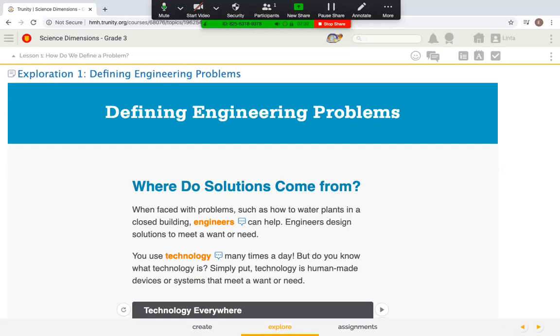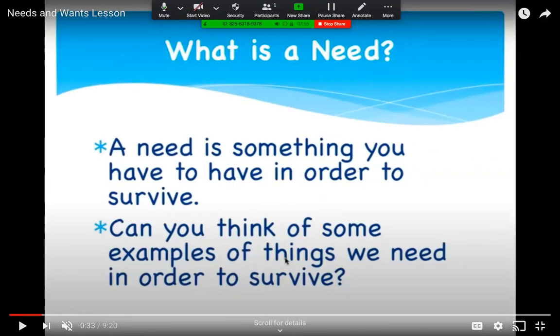Want, need. Have you ever used these words interchangeably? Well, sometimes I do. Like I might say, I want an iPad. No, actually I need an iPad. Do I really want or need an iPad? So what's the difference between these two words? Let's figure it out.